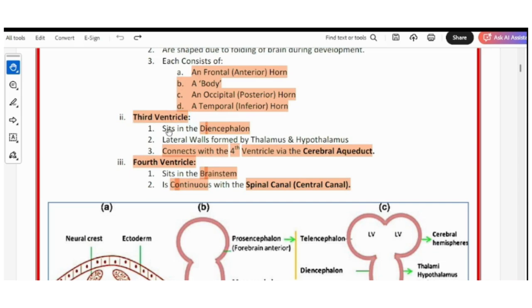The third ventricle sits in the diencephalon. Its lateral walls are formed by thalamus and hypothalamus. It connects with the fourth ventricle via the cerebral aqueduct. Next is the fourth ventricle, which sits in the brainstem and is continuous with the spinal cord canal.